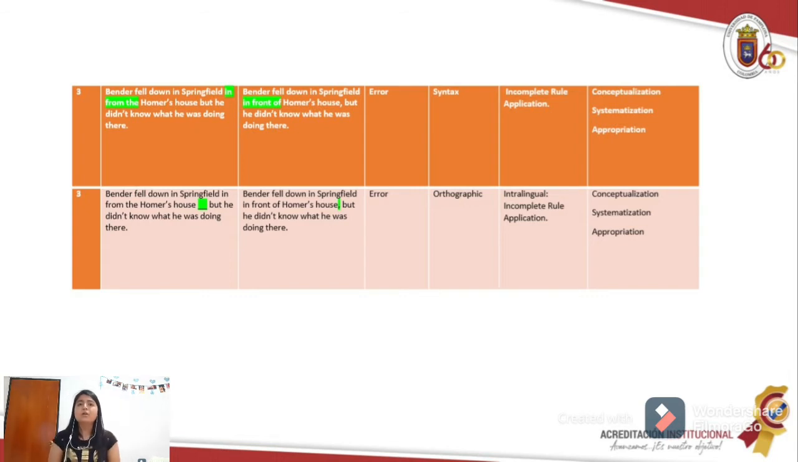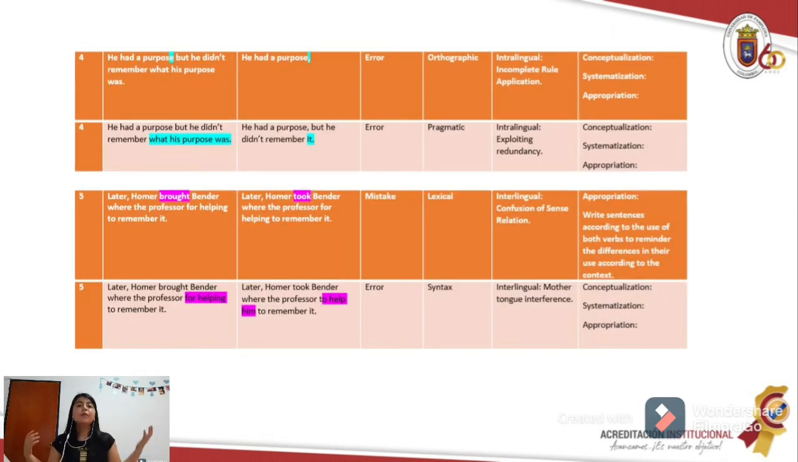Remediation, conceptualization: write tests with the uses of a comma in opposition or contrast connectors. Systematization: complete sentences where the comma must be added before the "but". Appropriation: the student has to write a text where he or she uses opposite or contrast connectors, "but", "however", "despite".